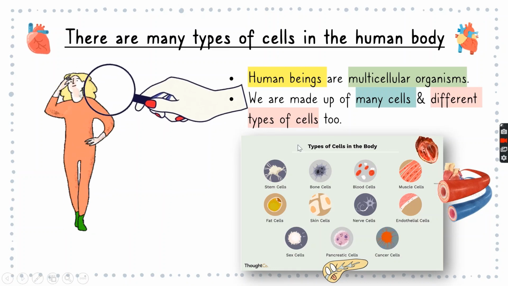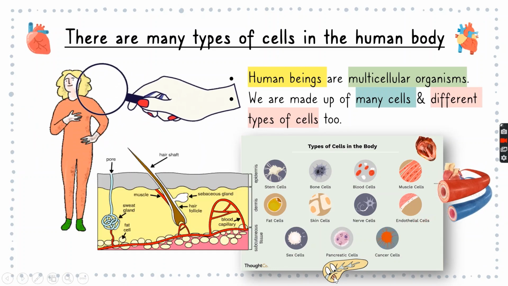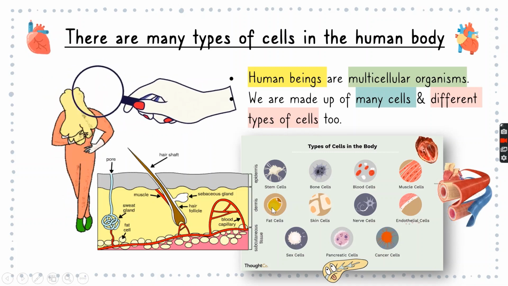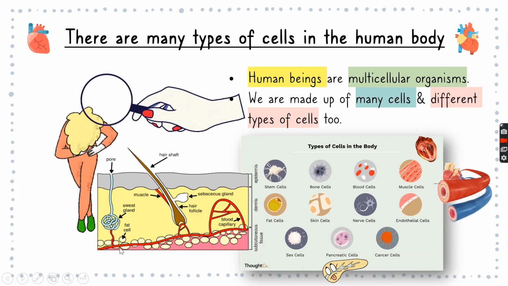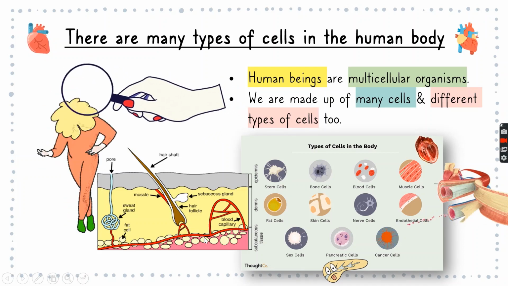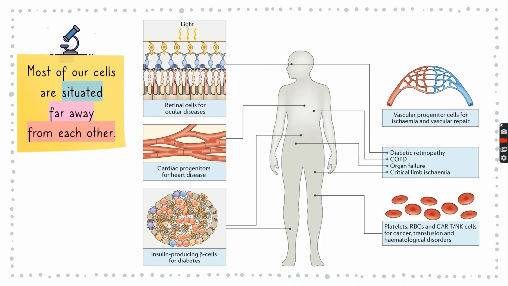You have pancreatic cells right here that can be found in the pancreas, and fat cells can be found under your skin. So they're right here, and they help to prevent heat loss. Most of our cells are situated far away from each other. What does this mean? It means that all our different types of cells are very far from each other because they are found in different parts of your body.